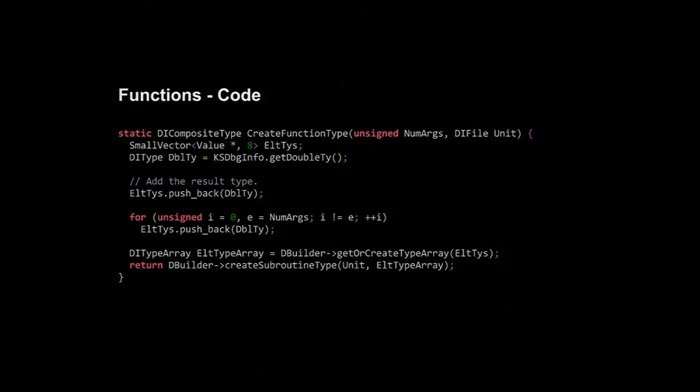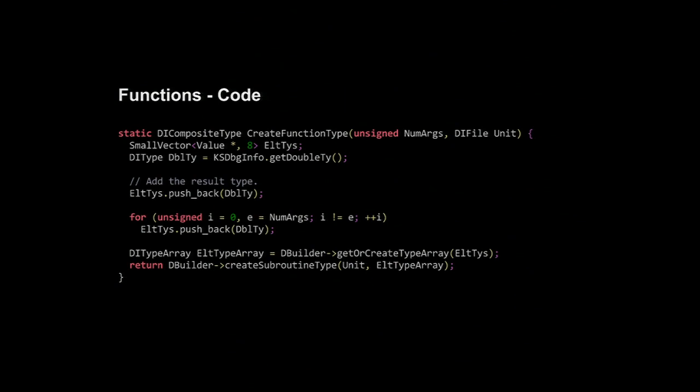So the first thing we need is we've got our type, we've got our double type. So we need our result, and then for every argument to the function, we added a little bit of code into Kaleidoscope to say, hey, how many arguments do I have? And you just say, okay, I've got that many doubles, and start creating the entire type array for everything. And then you get a subroutine type.